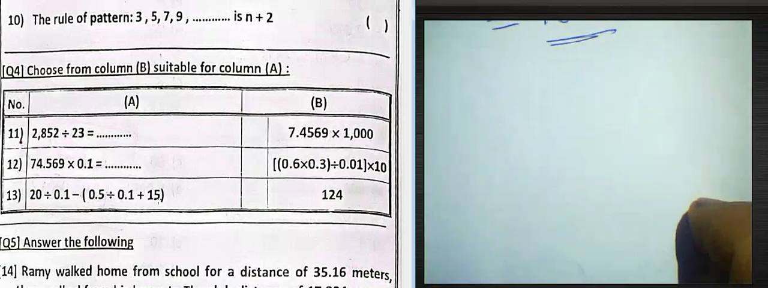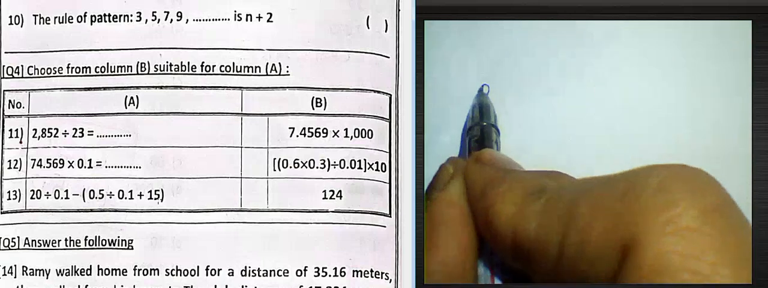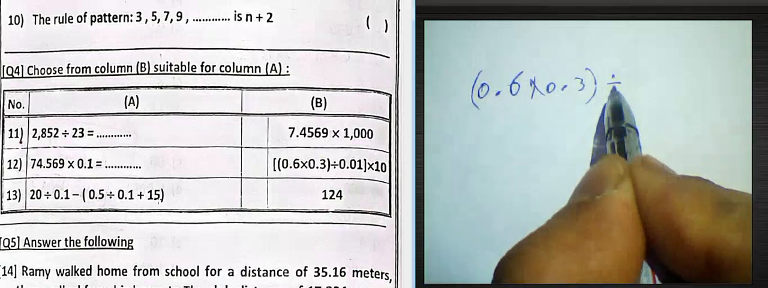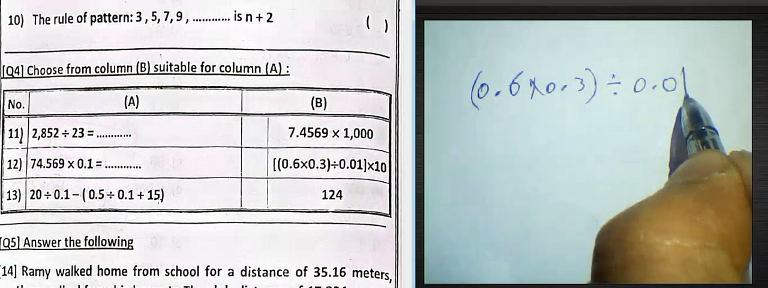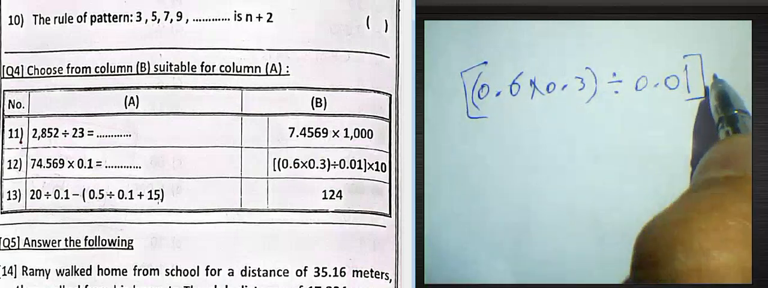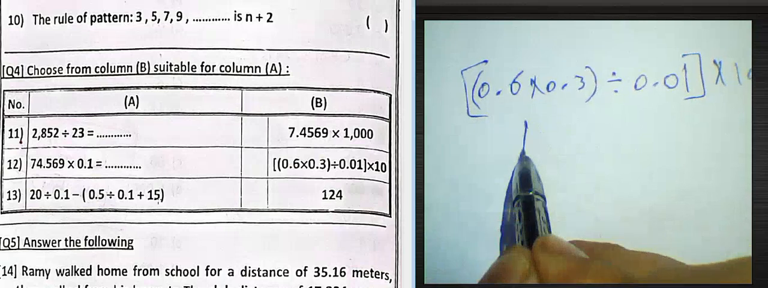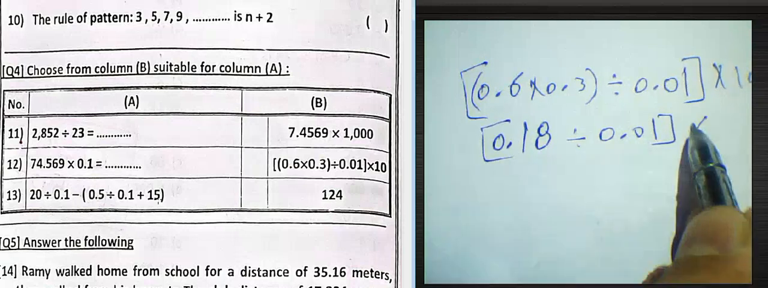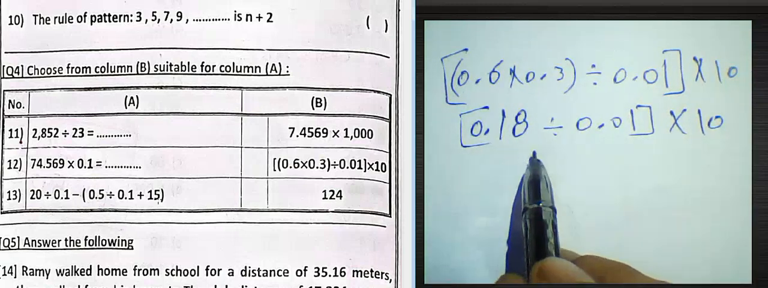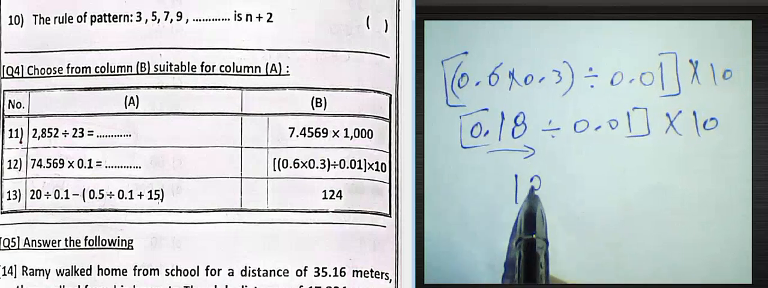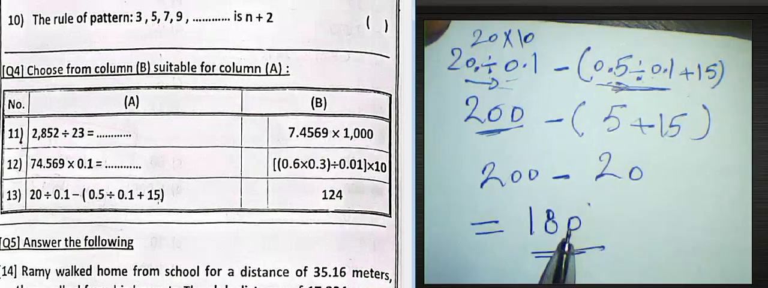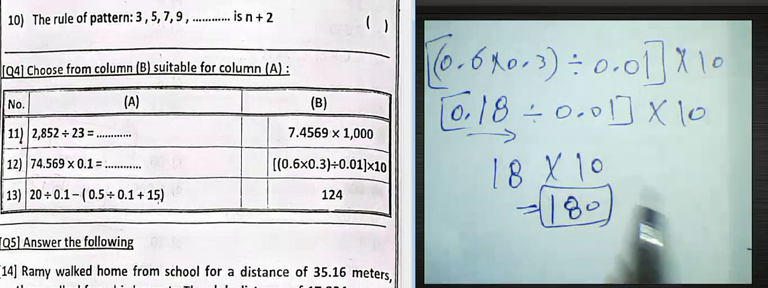And what about this operation? Look here. 0.6 multiplied by 0.3 in parentheses, divided by 0.01, in brackets, multiply by 10. This number will be 18, and the point will be after two digits, divided by 0.01, multiply by 10. This number will be what? We must move the point to the right-hand side, it will be 18. Multiply by 10, it will be 180, the same as the last one here, 180.